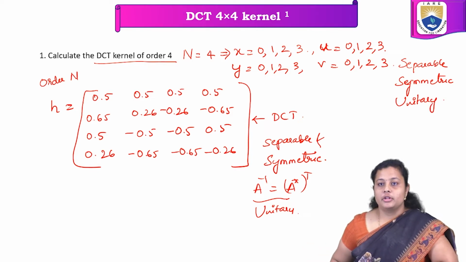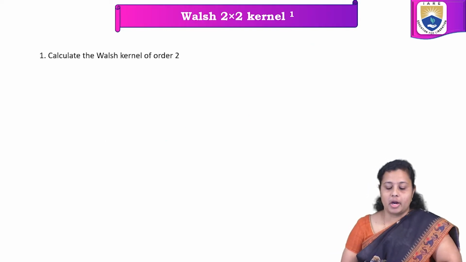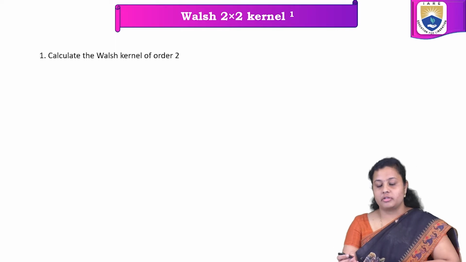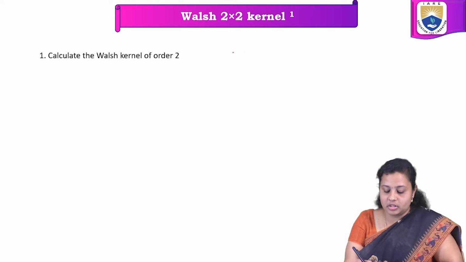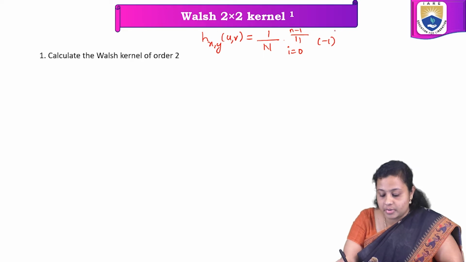Right? So we will go next and talk about the Walsh-Hadamard equation. In our previous lecture we have seen the Walsh kernel equation as h of x comma y, u comma v, is equal to 1 by n into the product over i equal to 0 to n minus 1 of b i of x into b n minus 1 minus i of u.